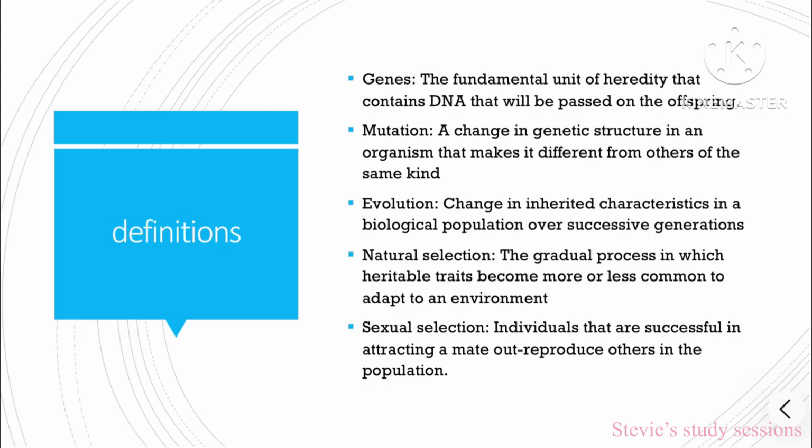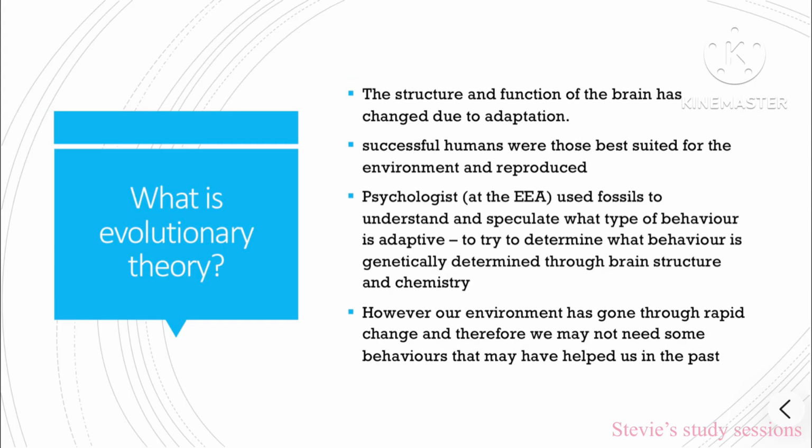Sexual selection, individuals that succeed in attracting a mate outproduce others in the population. What is evolutionary theory? The structure and function of the brain has changed over time. Successful humans were those best suited for the environment and reproduced. Psychologists at the EEA use fossils to understand and speculate what type of behavior is adaptable, to try to determine what behavior is genetically determined through brain structure and chemistry.